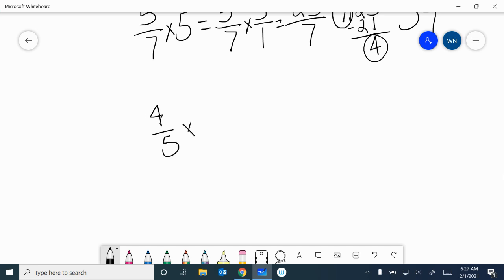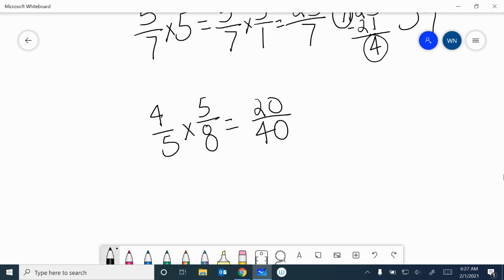Let's do 4/5 times 5/8. Go ahead and try that one on your own. For this one, you should have multiplied straight across. 4 times 5 is 20. 5 times 8 is 40. 20/40ths. It's not improper, but it is a very large number.